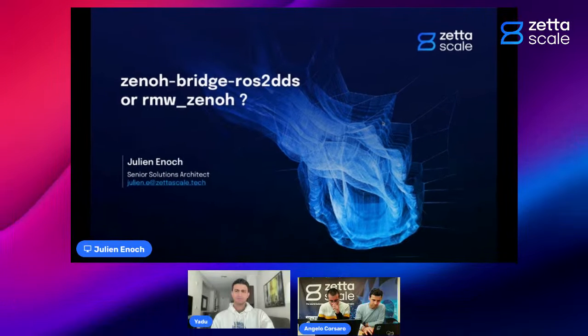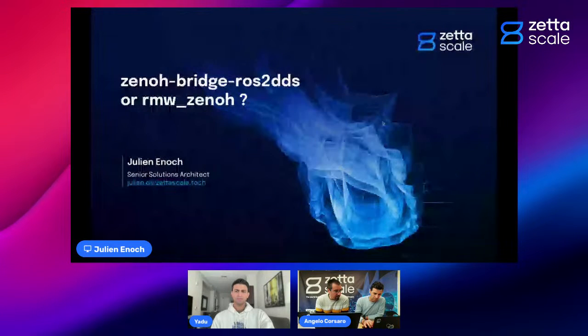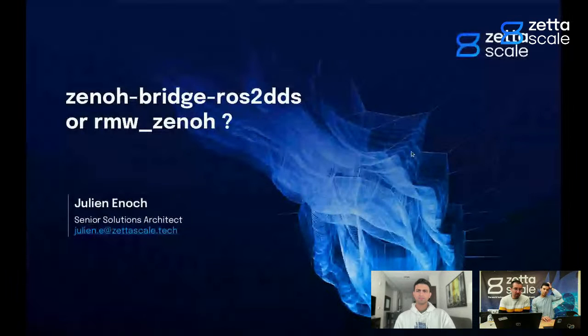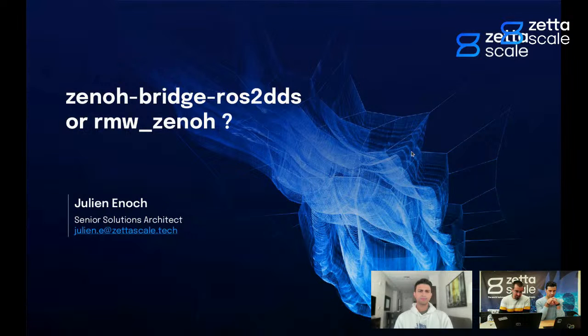Okay. So a lot of you are already familiar with the bridge ROS2 DDS that we already built a few months ago, and even with the former bridge for DDS that was also built several years ago now. And now that we have RMW Zeno, what are the real differences between each, and when can we use the bridge, or when shall we use RMW Zeno?